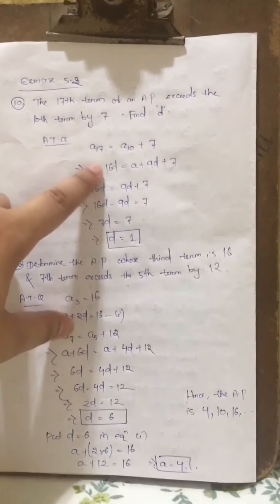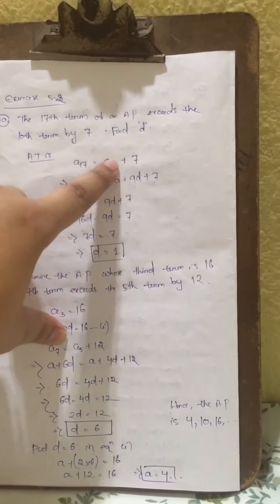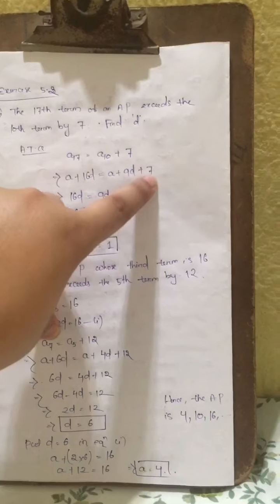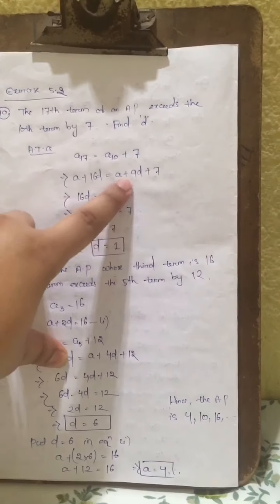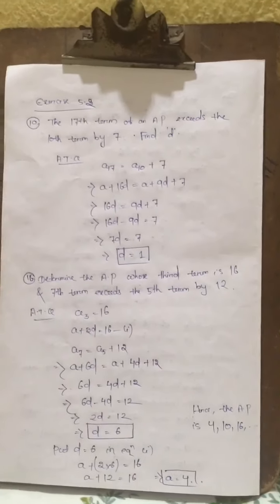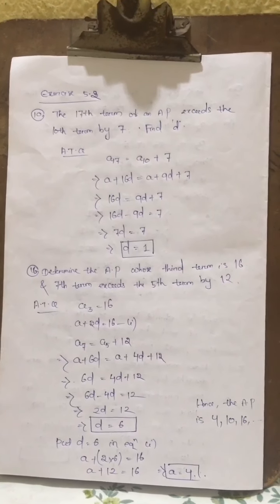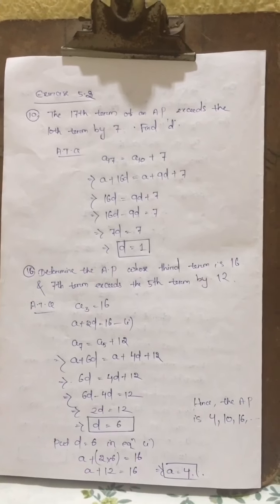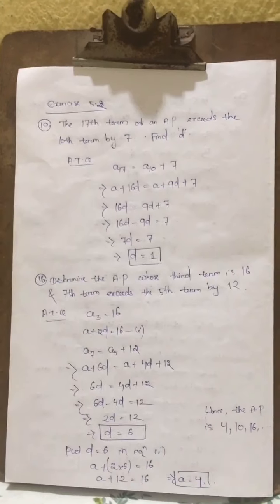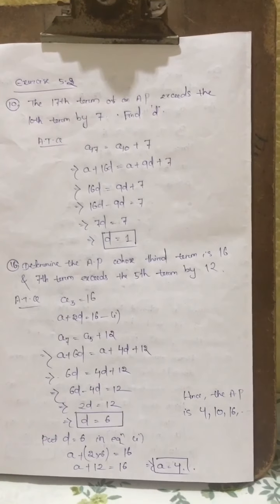So a17 means a plus 16d is equal to a10, which means a plus 9d, plus 7. So a gets cancelled. So I got 16d is equal to 9d plus 7, 16d minus 9d is equal to 7. So 16 minus 9 is 7d, 7d is equal to 7. So d will be equal to 1.